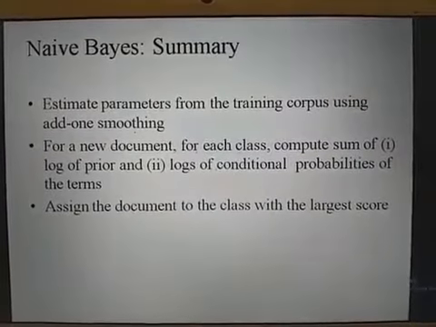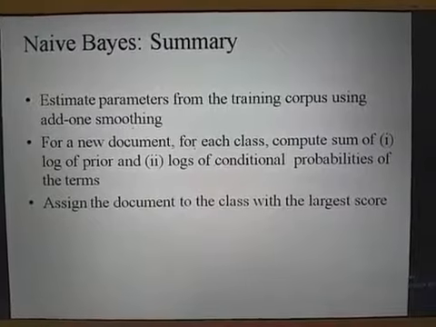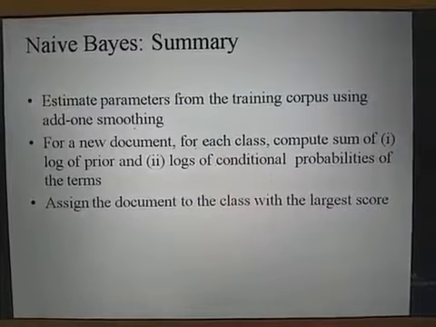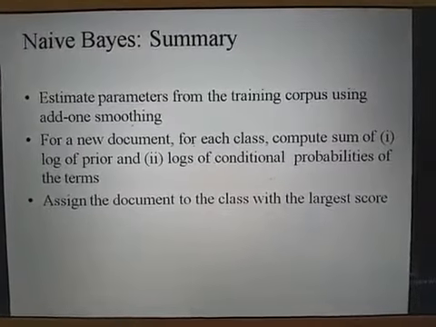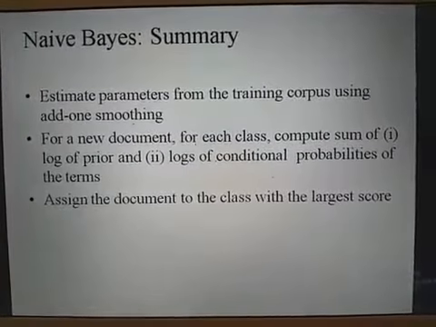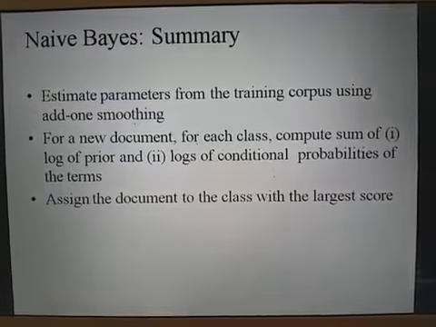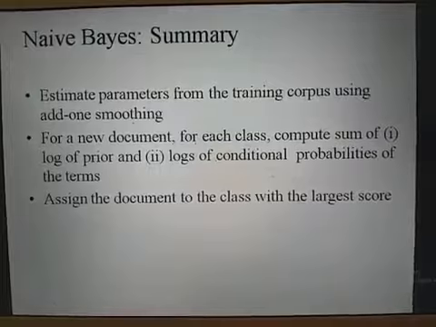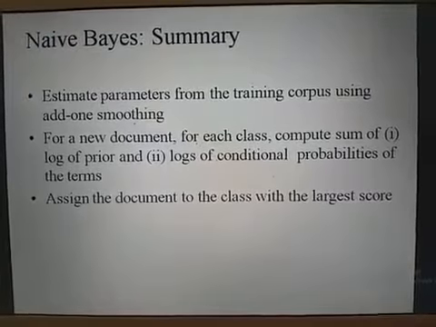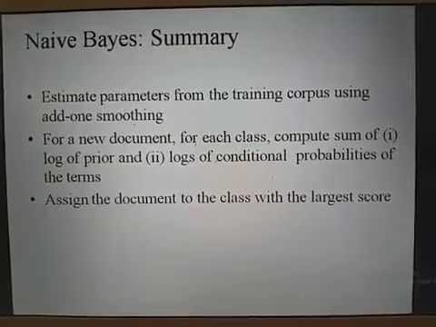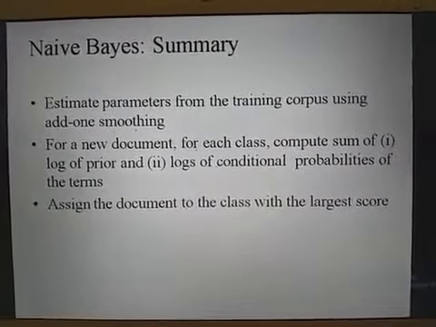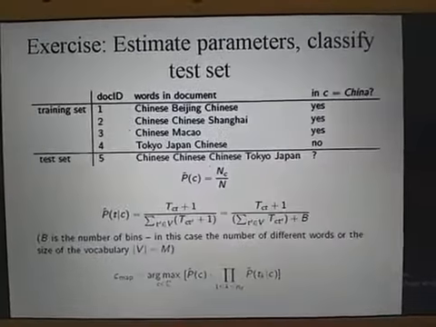To summarize, the Naive Bayes classifier estimates parameters from the training corpus using add-one smoothing. We have already seen that if a term is not present within a class, it gives a 0 estimate, so to avoid that we add 1 in the numerator as well as in the denominator. For a new document, for each class compute the sum of the log prior and the log of the conditional probabilities of the terms, and then assign the document to the class with the largest score. That means now we can classify the document, that is, to which class it belongs.